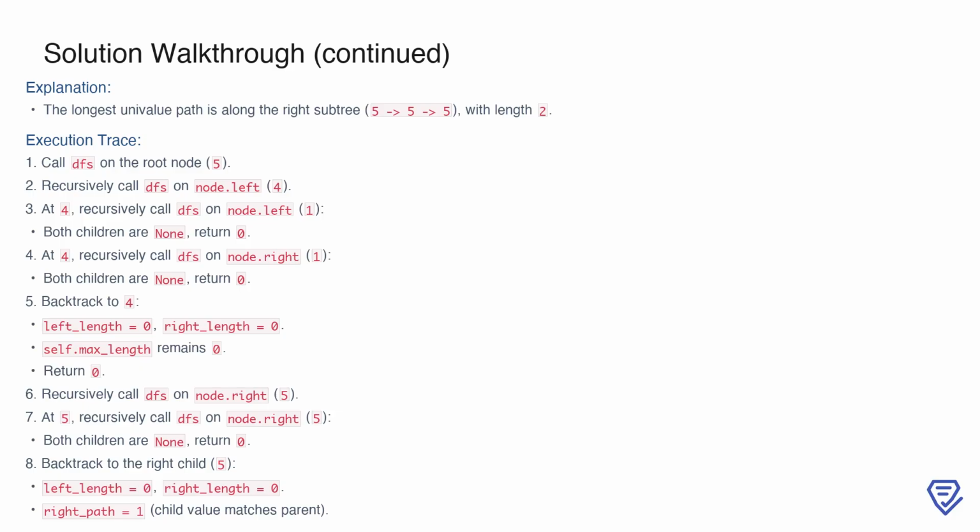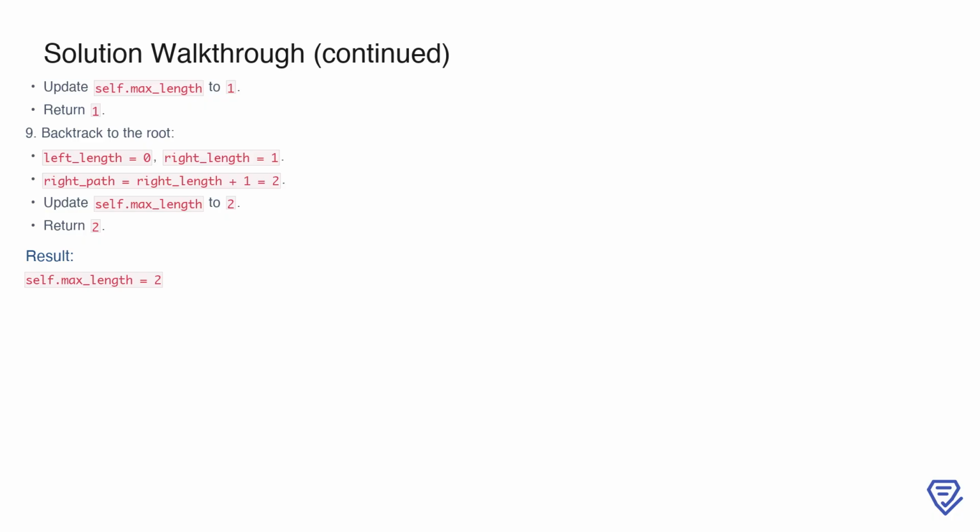Next, we explore the right subtree of the root, starting with the right child node, which has the value 5. We proceed deeper into its right child, another node with value 5. At this deepest node in the right subtree, both its left and right children are None, so the recursive calls return 0.